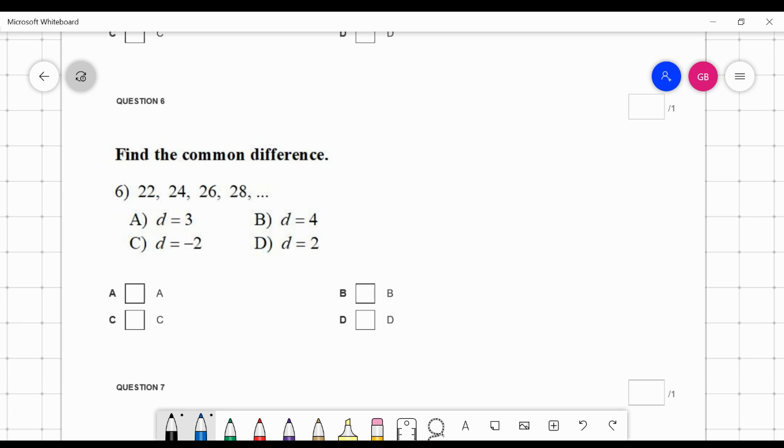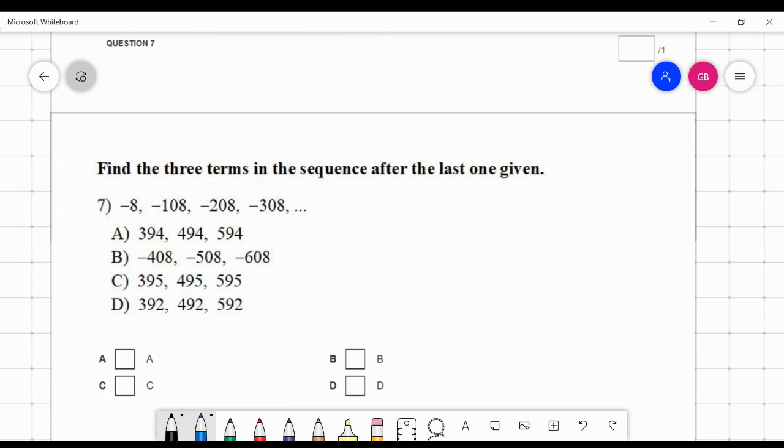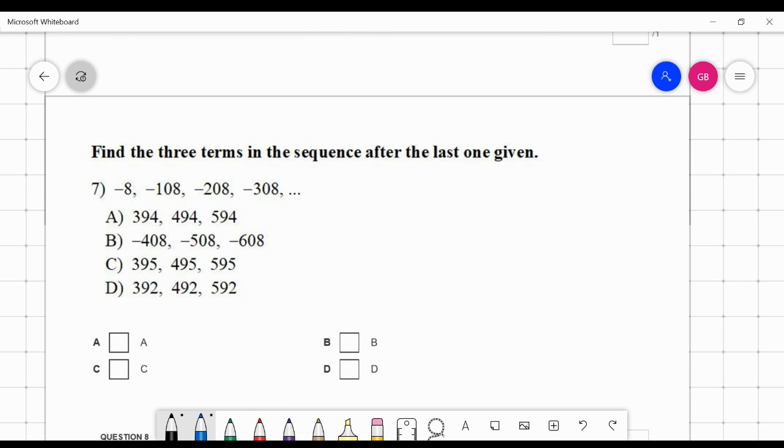All right, find the common difference. What's the pattern? 22 plus 2 is 24, plus 2 is 26, plus 2 is 28. So the common difference is 2. Find the next three terms after the last one given. All right, so negative 8, negative 108, negative 208, negative 308. What you're doing here is you're adding negative 100 each time. So the next one would be negative 408, negative 508, negative 608. So that's option B.